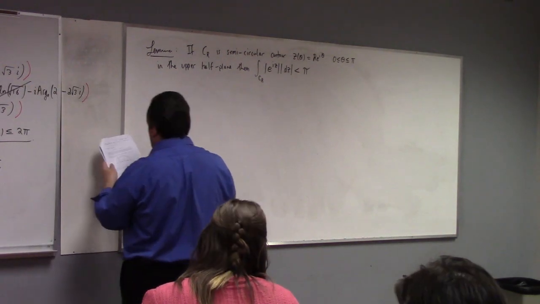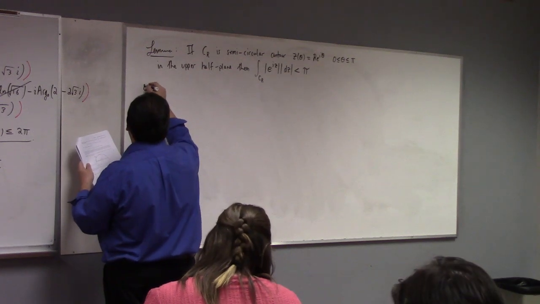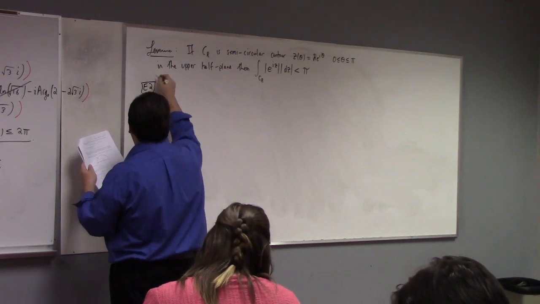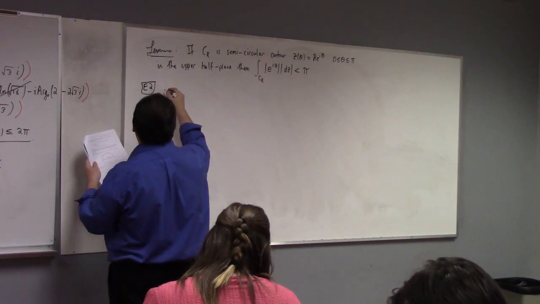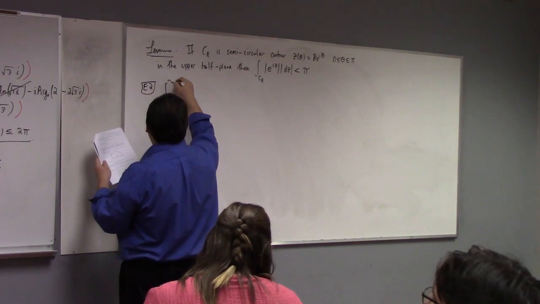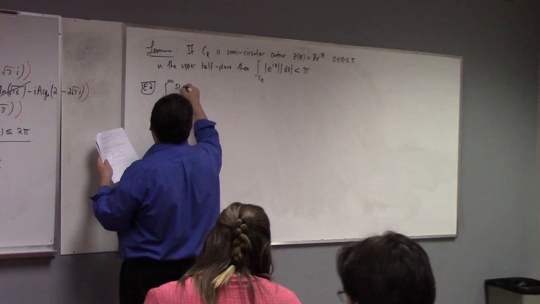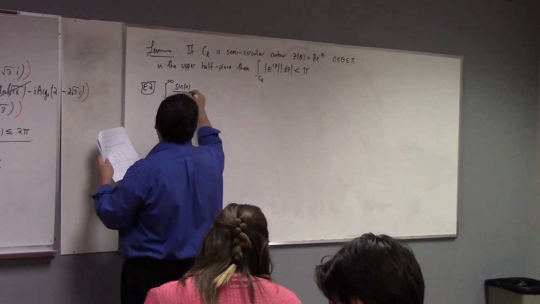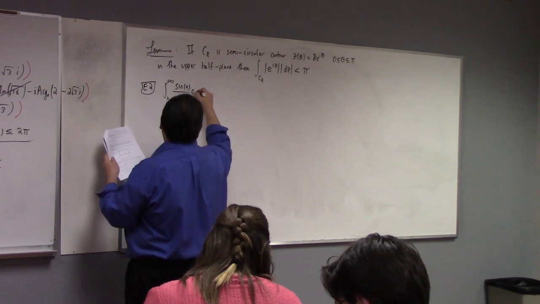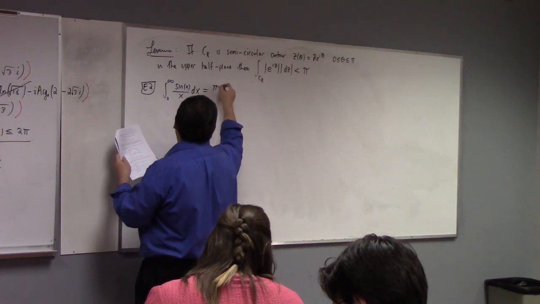And here we actually will get a chance to see the fractional residue again. And here's how it goes. We're going to look at the integral from 0 to infinity of sine x over x dx. We're going to show that this is equal to pi over 2. Let's see why.